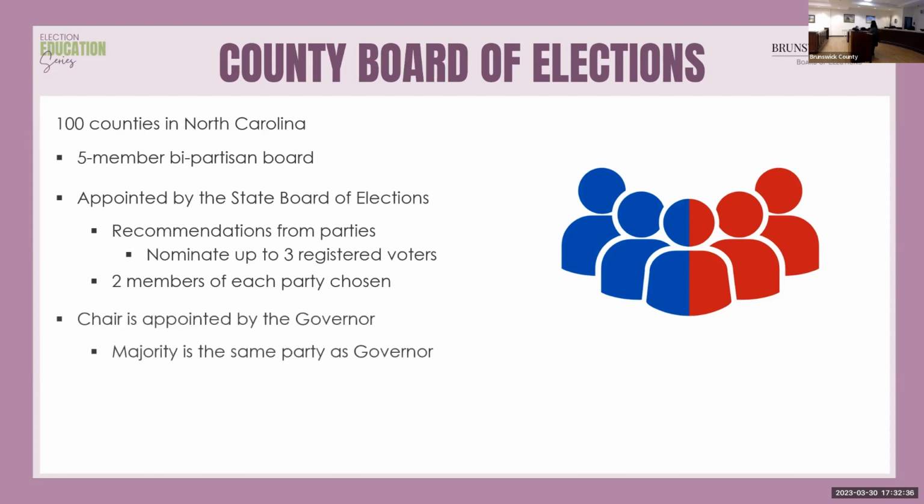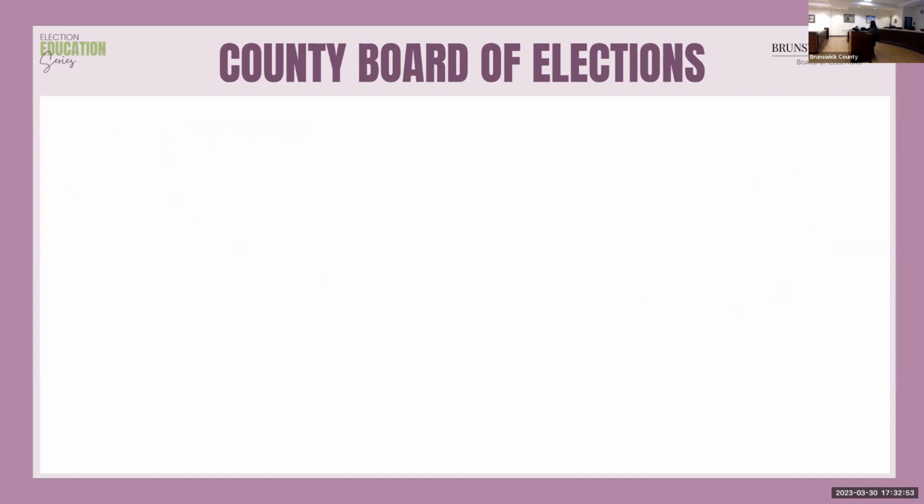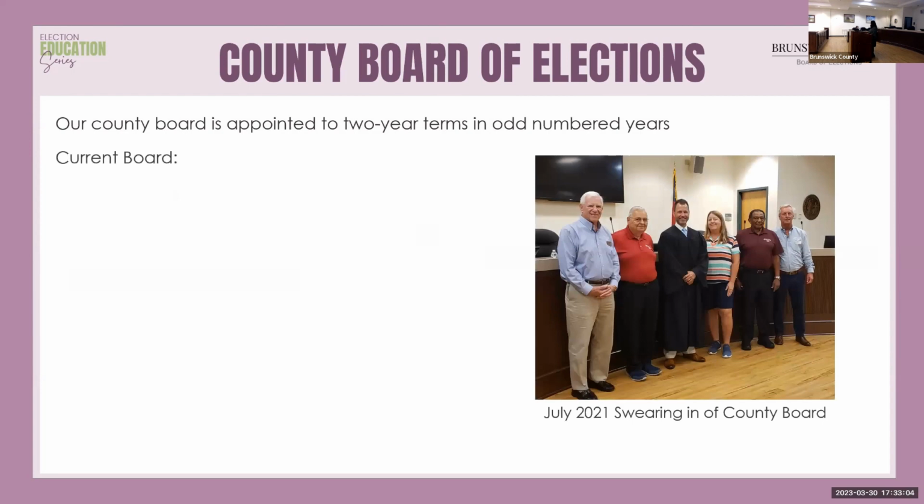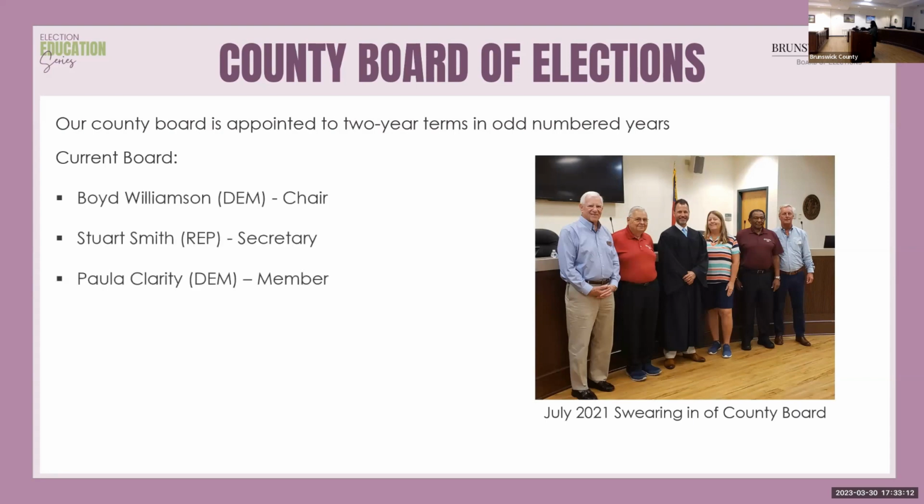The governor directly appoints each county chair. So our current county chair is Boyd Williamson, and he was appointed directly as chairman of the board by the governor. The majority of the county board is also the same party as the governor. Our county boards are appointed to 2-year terms in odd-numbered years. So they were appointed in 2021 and are up for reappointment this year. So our current county board of elections chair is Boyd Williamson. Stuart Smith is the secretary. Paula Clarity, Edward E. Lewis, and Randy Pelton are also members of our county board.